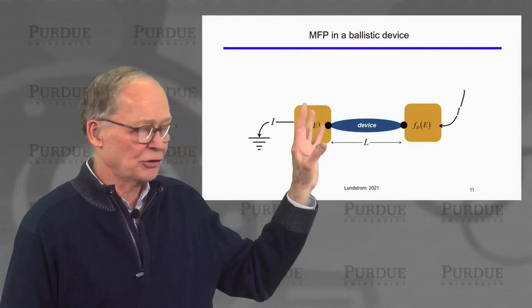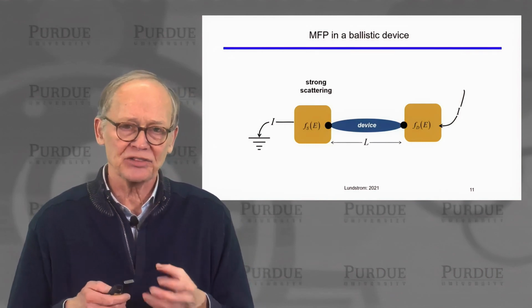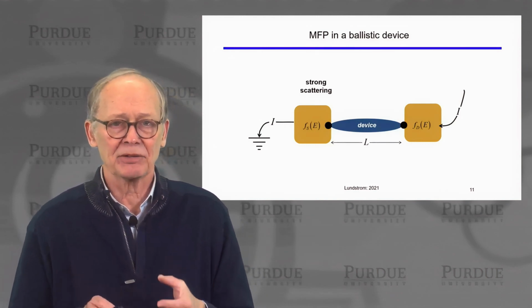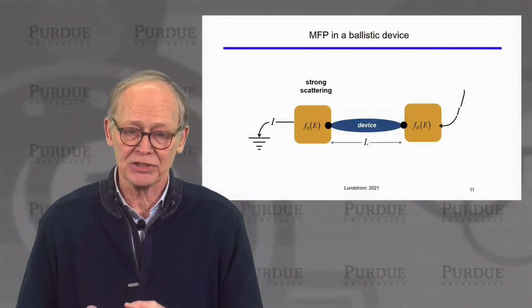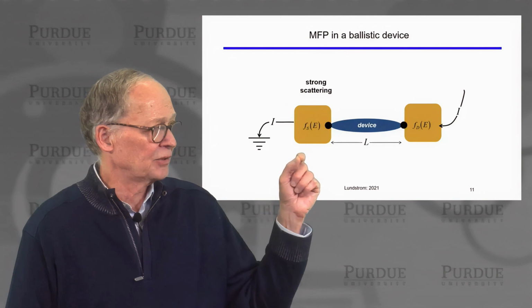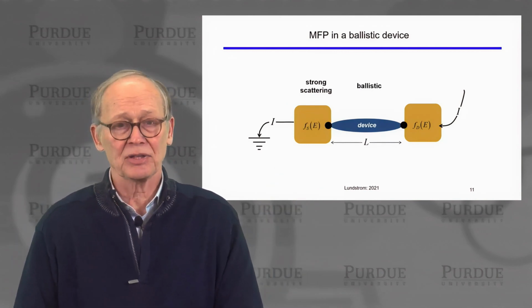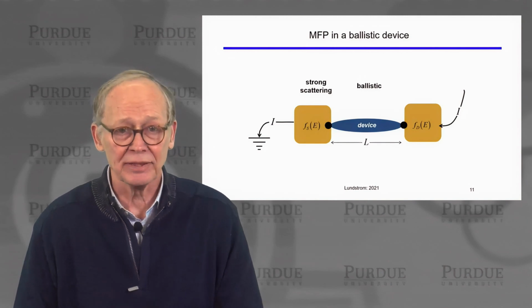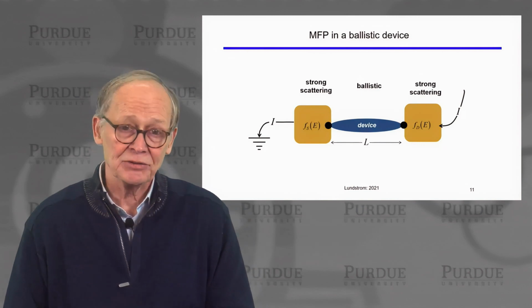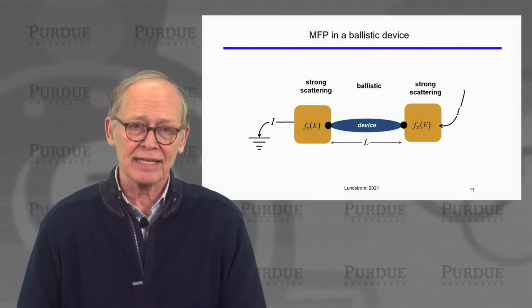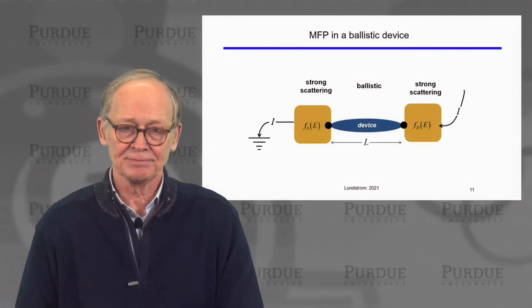Remember, our source is a thermal equilibrium reservoir where the strong scattering between electrons and lattice vibrations and other electrons maintains thermal equilibrium conditions. If an electron leaves the source and goes across the channel, across the length of the device, there is no scattering in the device because this is a ballistic device. But when it enters the second contact, immediately it scatters because this is another source of strong scattering.